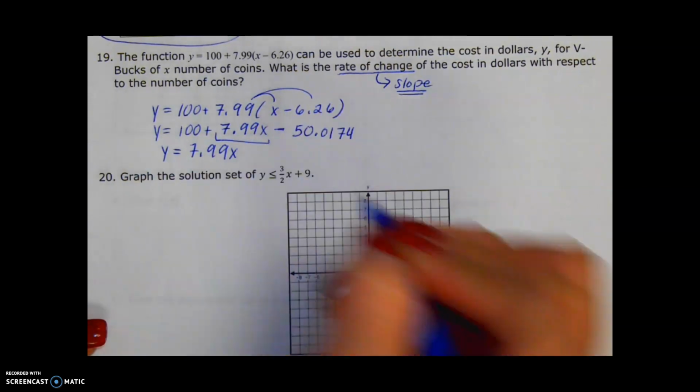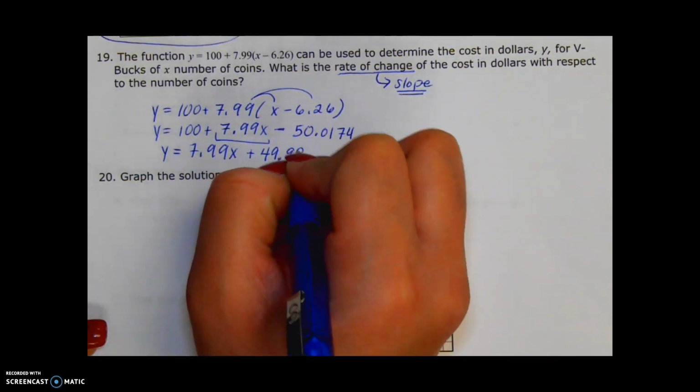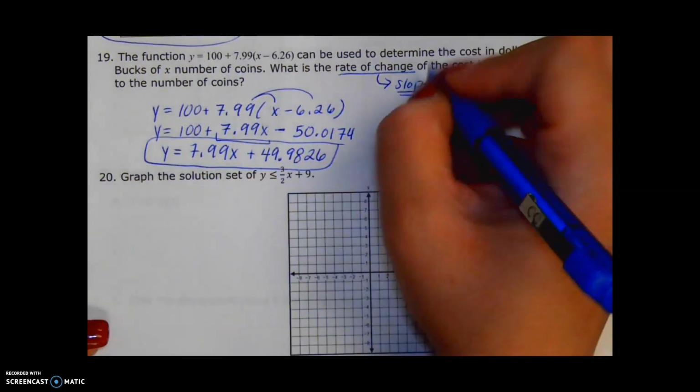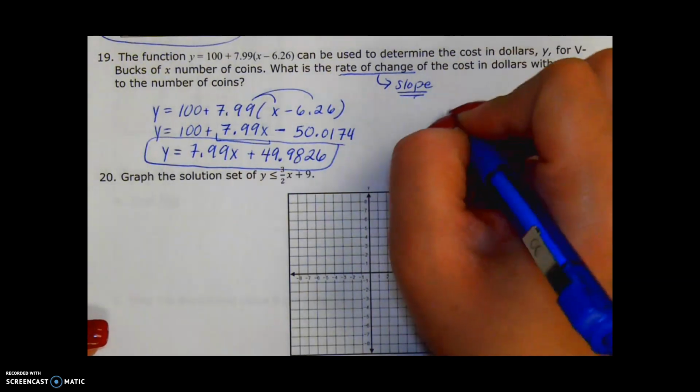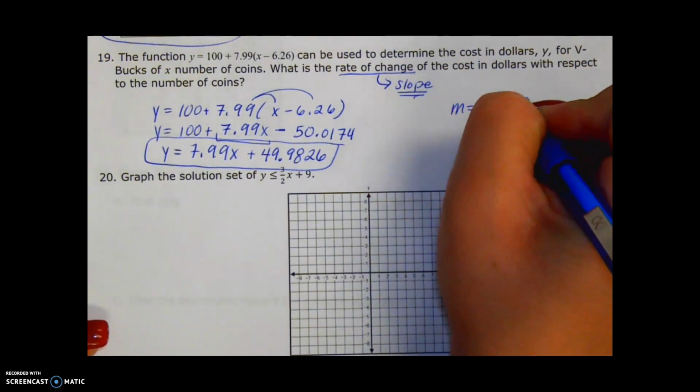And I end up with y equals, and I'll rearrange a little bit, 799x plus 49.98, 26. So that is my function. It asked me for the rate of change, which means my slope is 799.